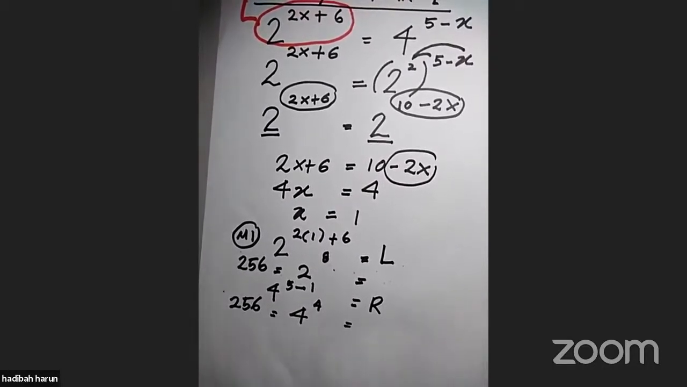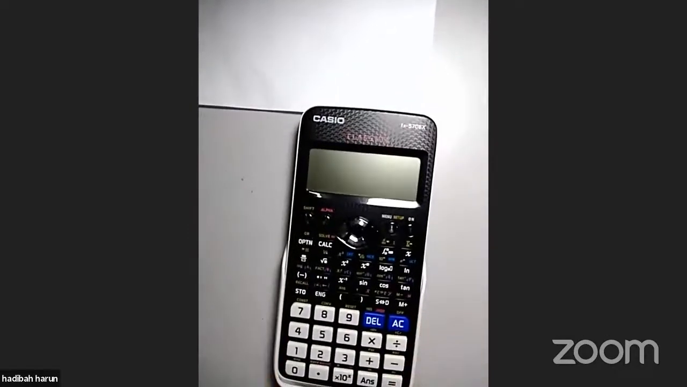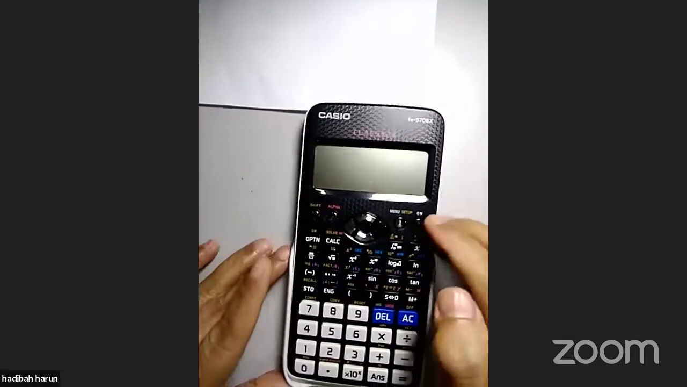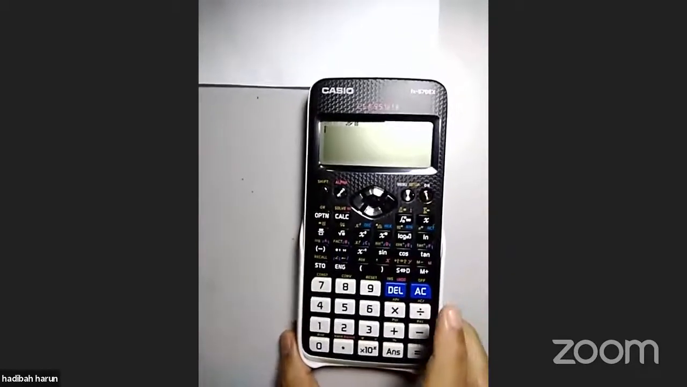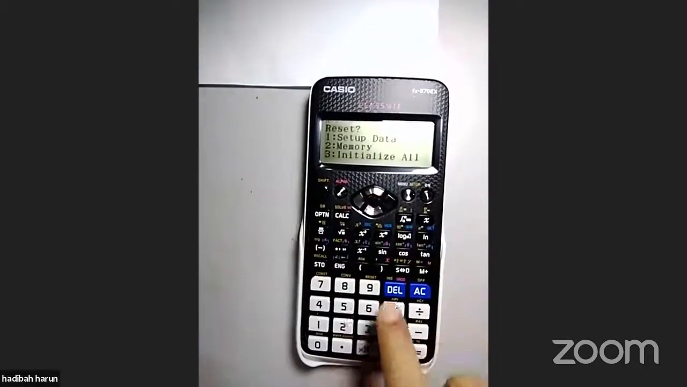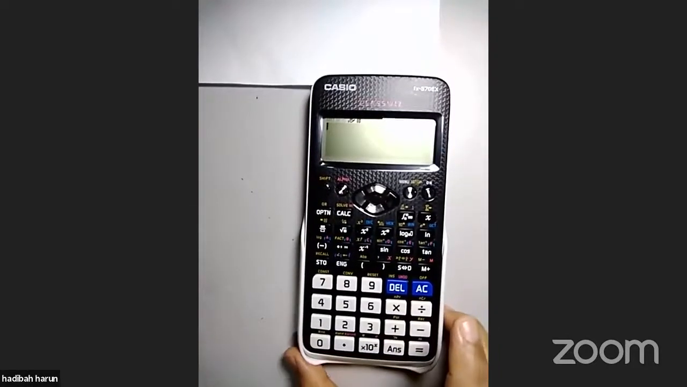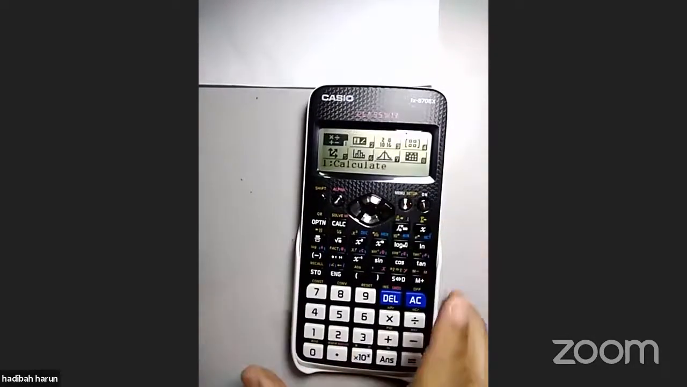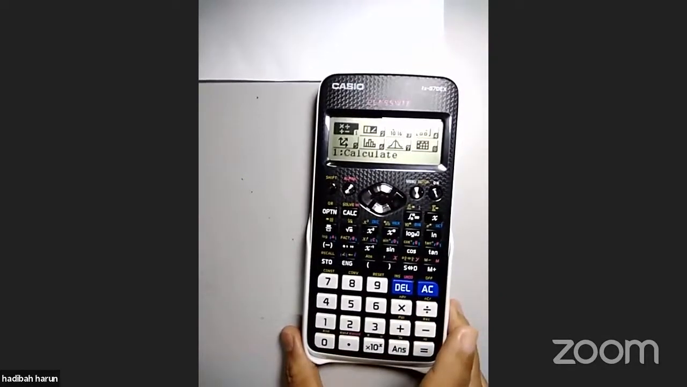By using the calculator, I will show you how to get your answer. Okay, you turn it on. Make sure you reset first. Reset, so no more memory. So it's menu. I'm using the FX570EX.